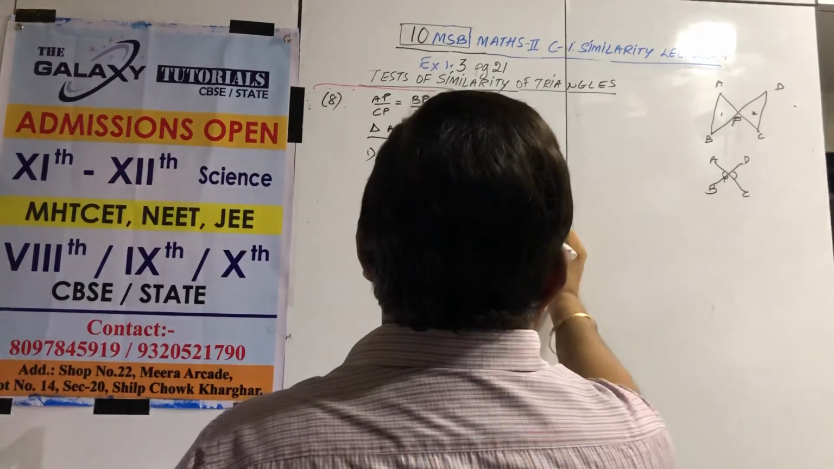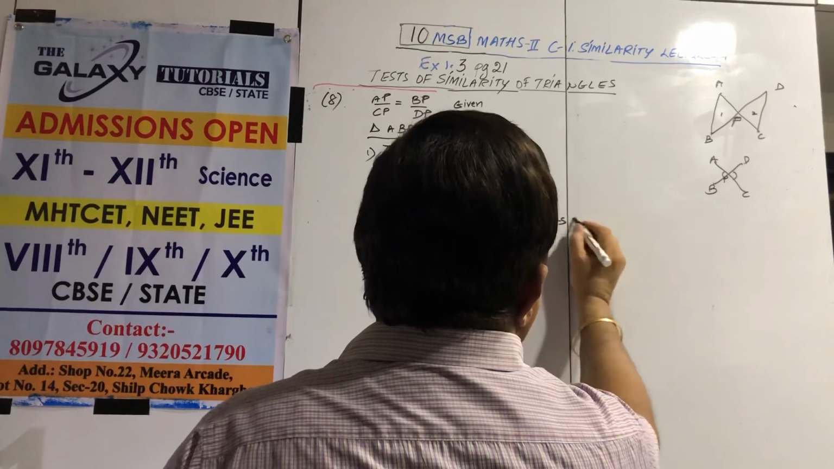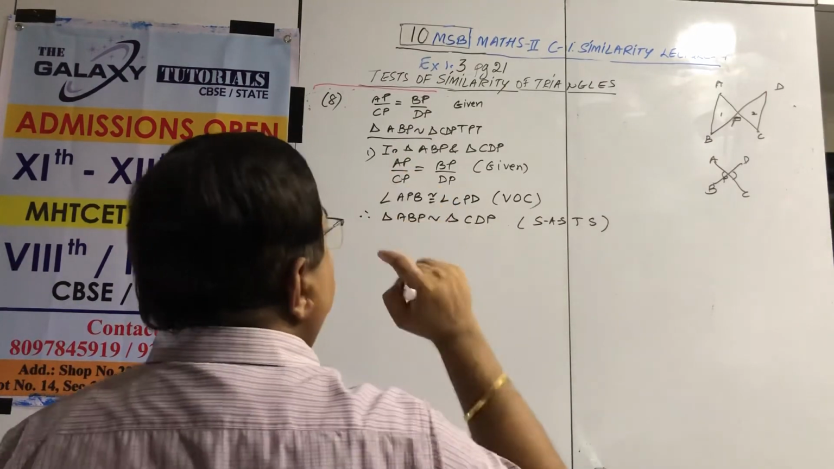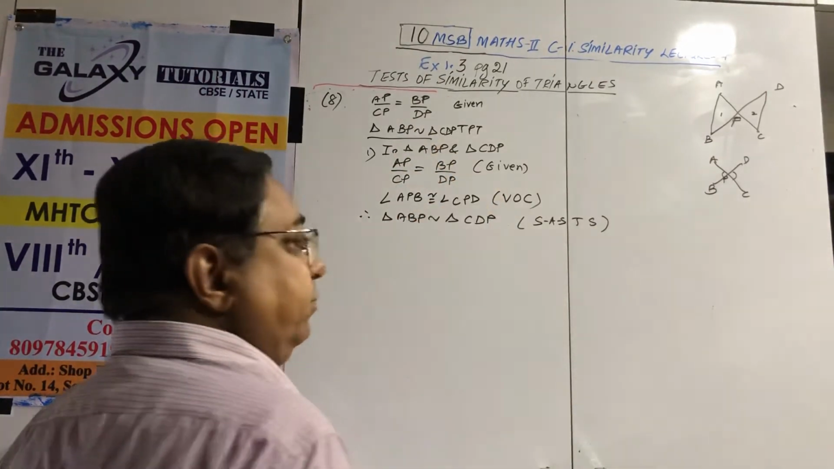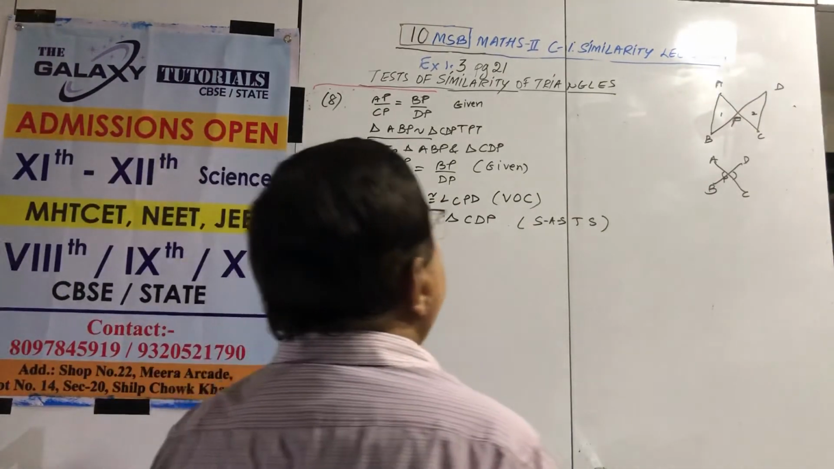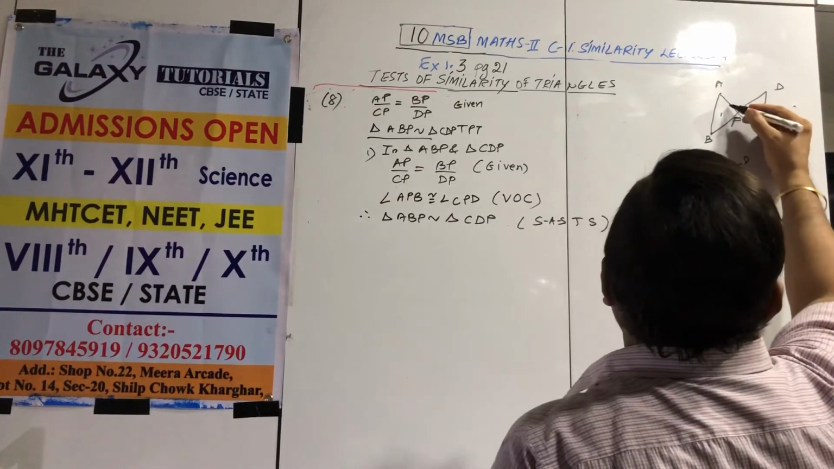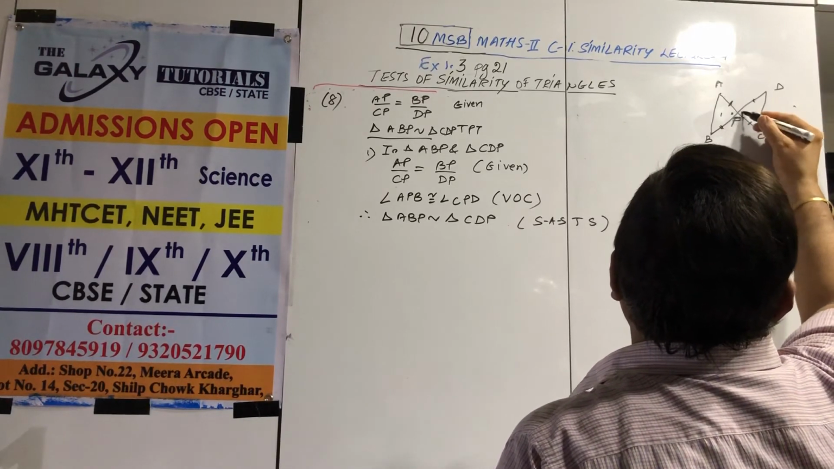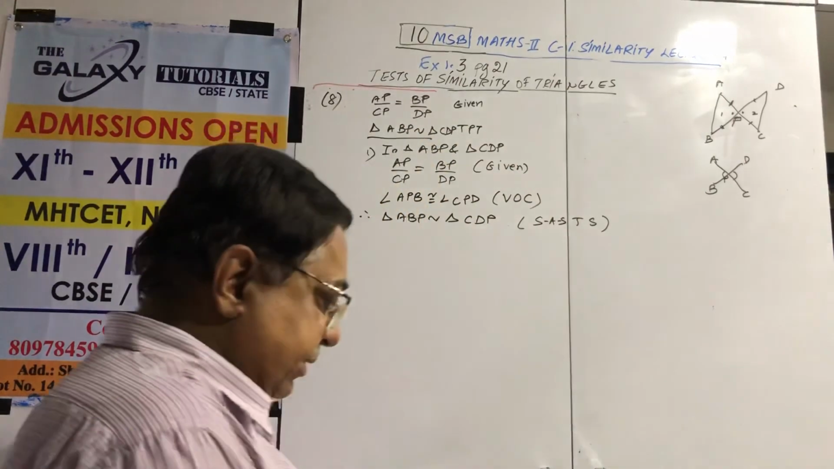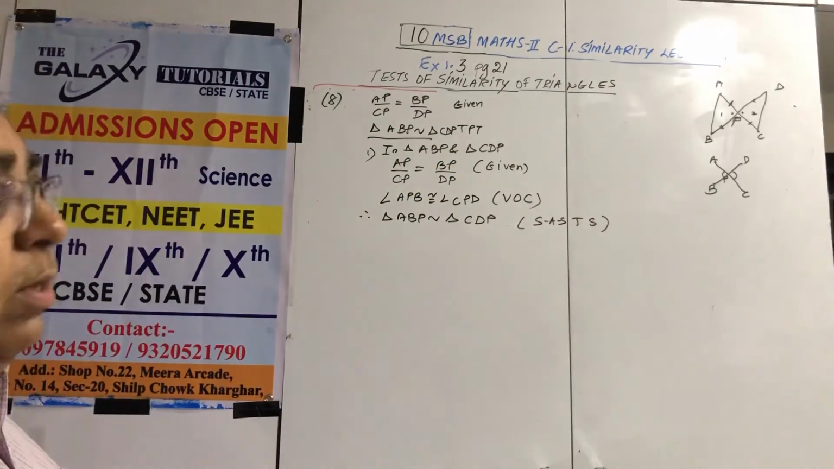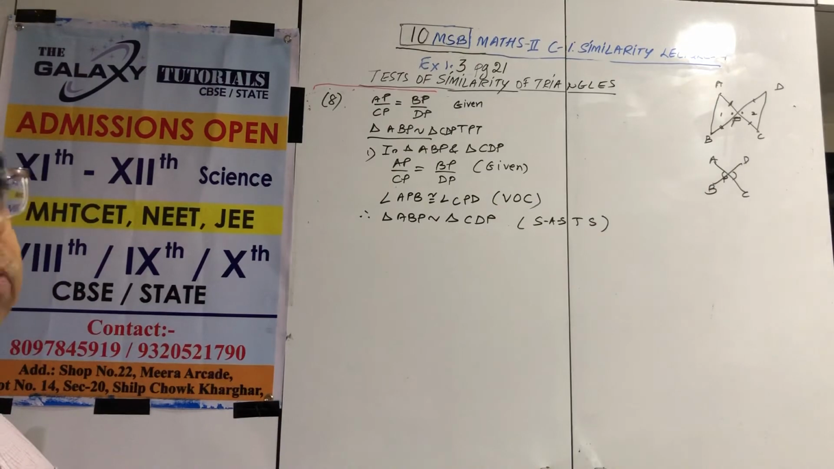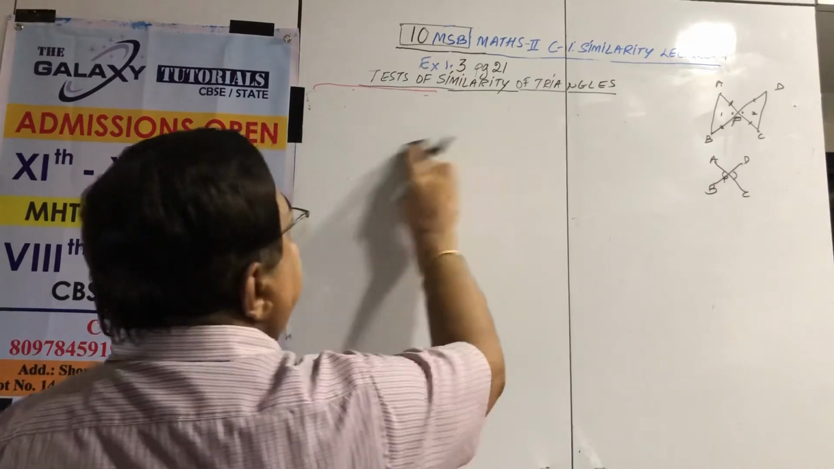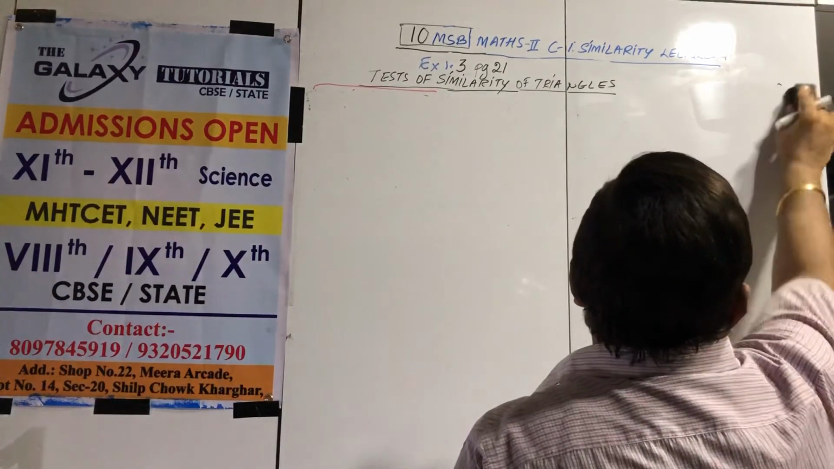What do we write? Which test? SAS test of similarity of triangles. Side angle side, with the angle in between. So you have used this side, this side, and you use the angle in between. SAS test. So simple a sum. How to do? One step. For 1 marks, you should be ready. We'll go for sum number 9, which is the last sum, and our exercise will get completed.